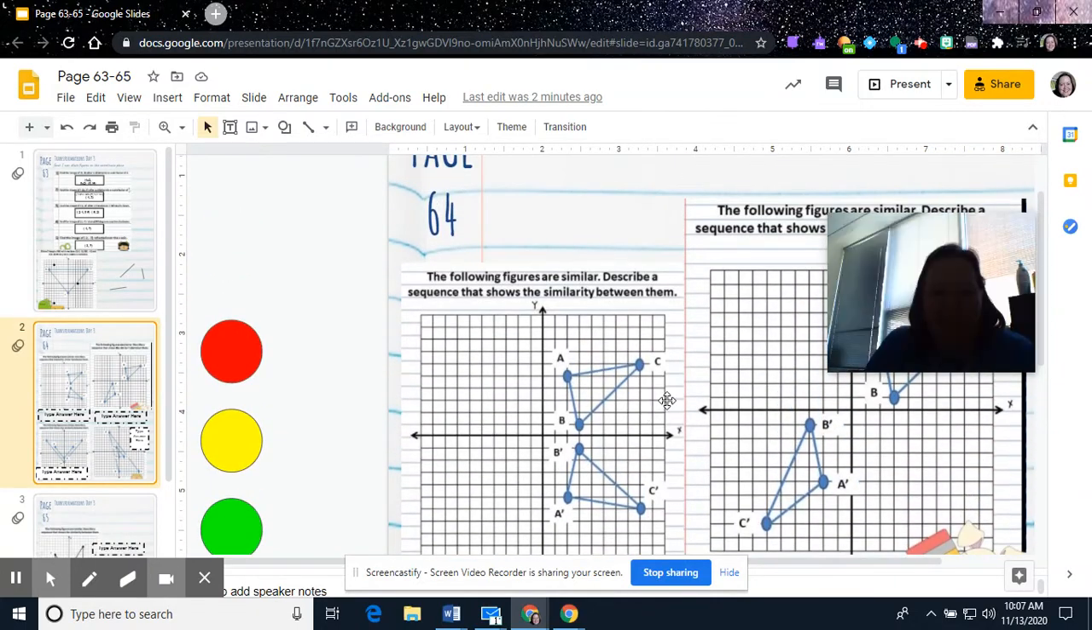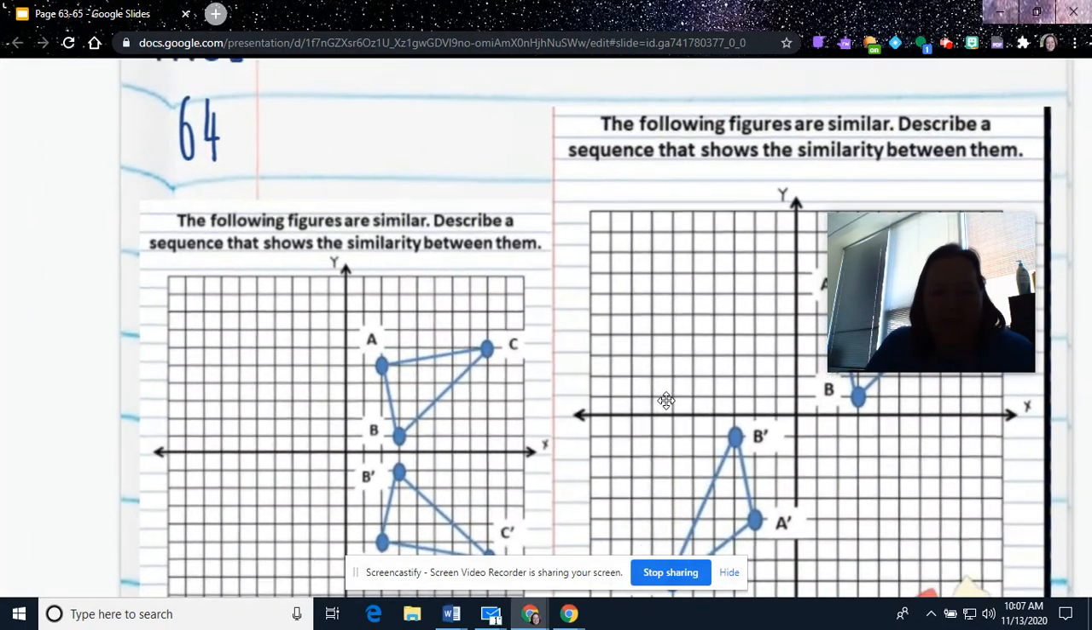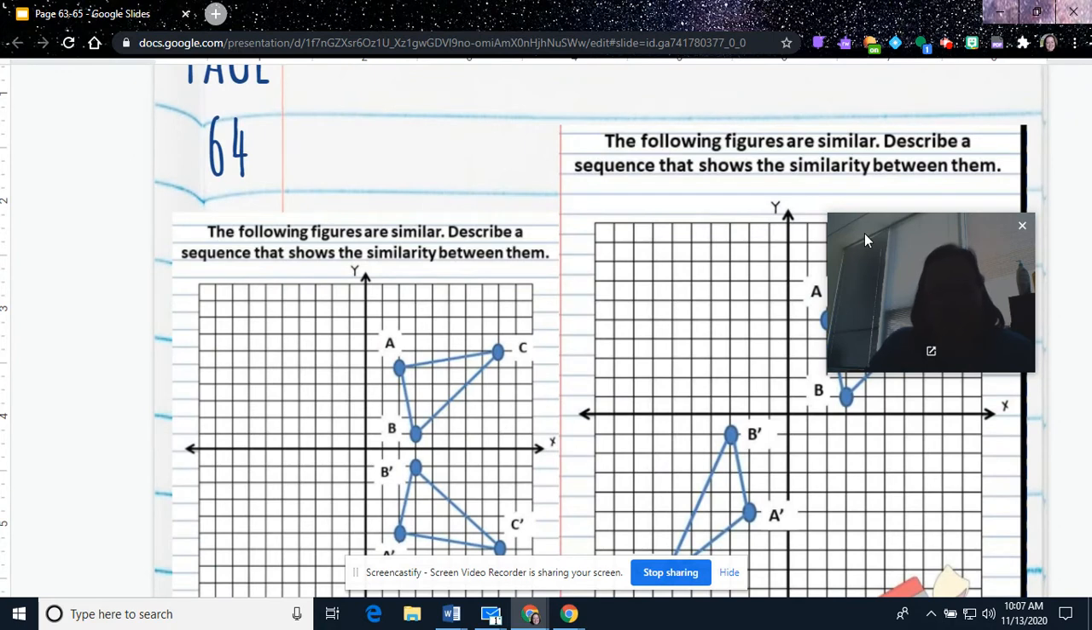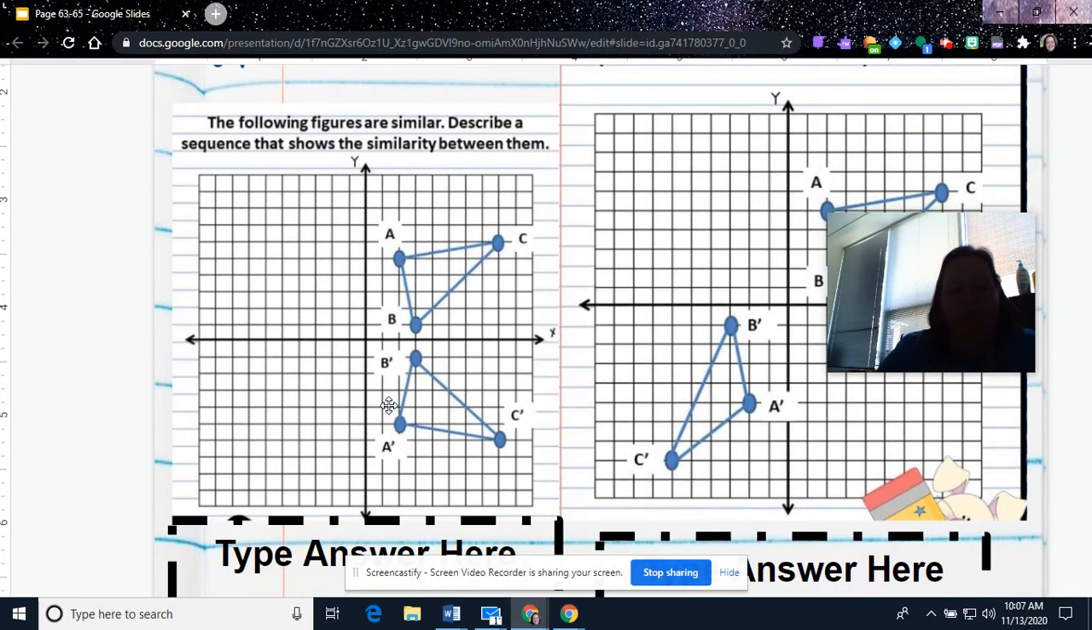Welcome back for our second video on page 64. The following figures are similar. Describe the sequence that shows the similarity between them.